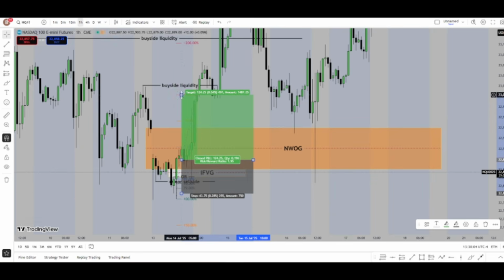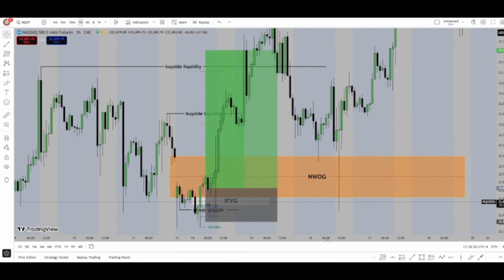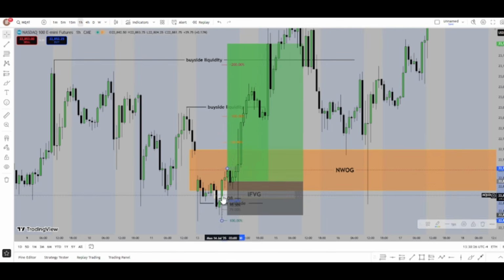So does the Silver Bullet really work? Yes. Over and over again across Forex, gold, and indices, it's the same model repeating every single day. The market is not random. The algorithm delivers price with precision, and the Silver Bullet is your way of aligning with it.